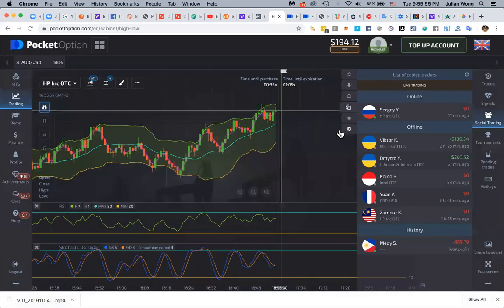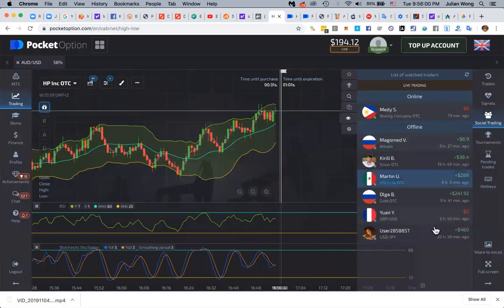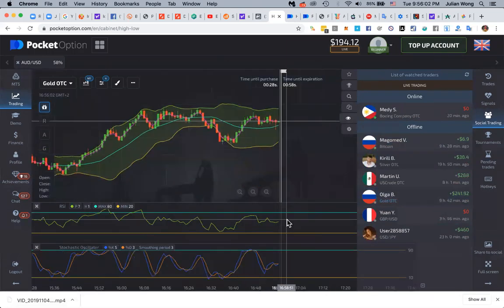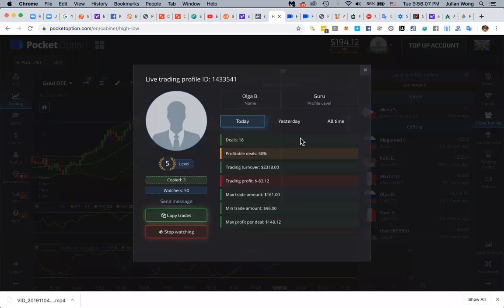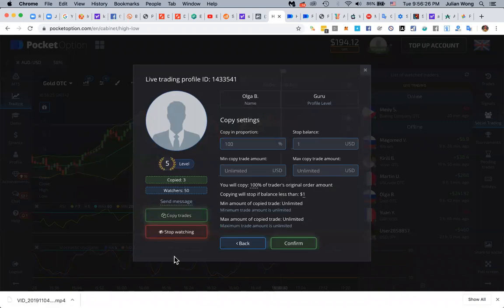For example, if you're copying someone, let's say I'm not copying Olga, I'm not copying this person yet. Okay, let's see why. Maybe because not popular today. Yesterday was good overall. Actually, this person is not bad. So when you copy, I want you to take a screenshot for me like this.